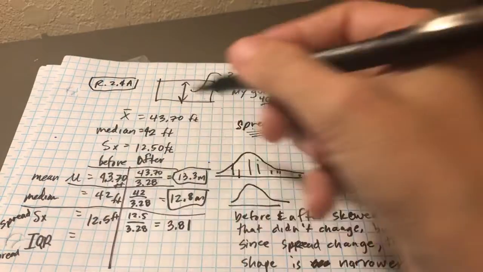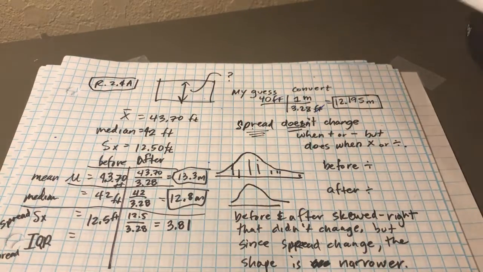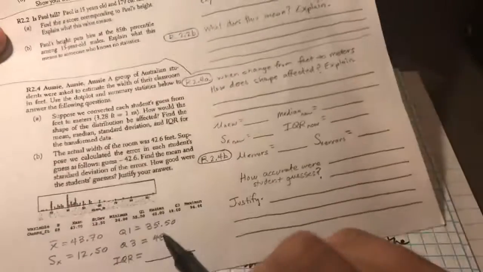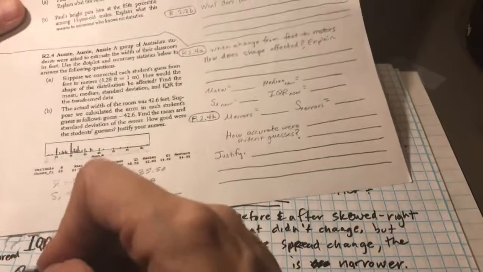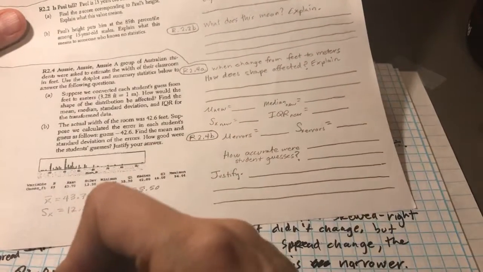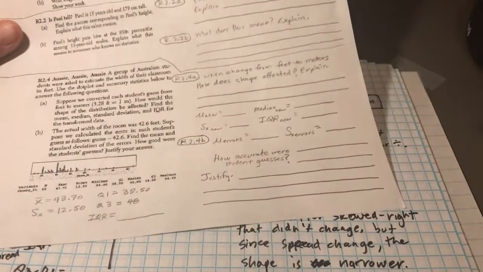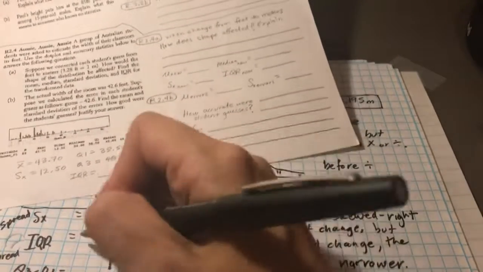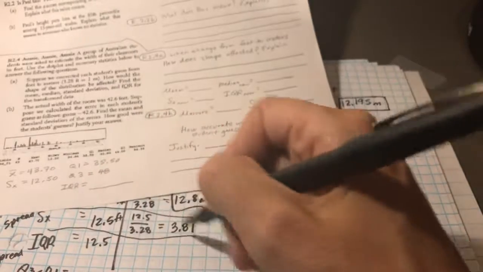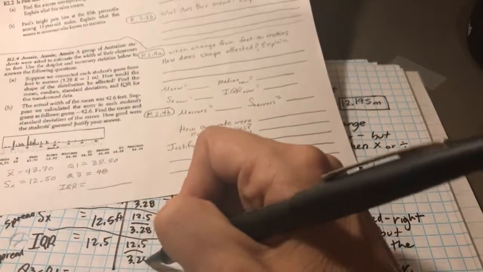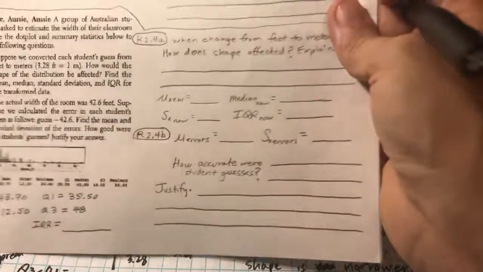Okay, and the interquartile range is also a measure of spread. So I have to go back to my sheet and actually calculate this. The IQR would be quartile 3 minus quartile 1, and that would be 48 minus 35.5. So that also would be 12.5. And 12.5 divided by 3.28 is 3.81. So now I've got all my measurements, and now they like me to quantify this error business.